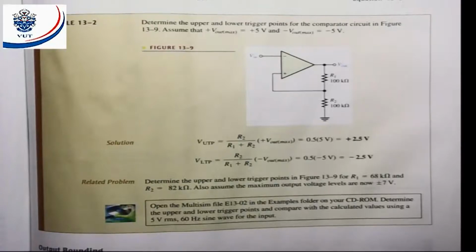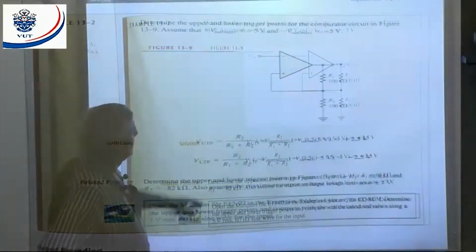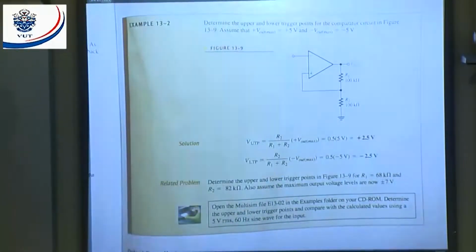Example 13.2. Determine the upper and lower trigger points for the comparator in figure 13.9. Assume that plus V out max is plus 5 volts and minus V out max is minus 5 volts. And you can see the ratio of these two resistors are exactly the same. Each one of them is 100 kilo ohms. That means 0.5 times 5 volts will give me plus 2.5 volts for the upper trigger point, and the lower trigger point will be 0.5 times minus 5 volts, and that will give me minus 2.5 volts.